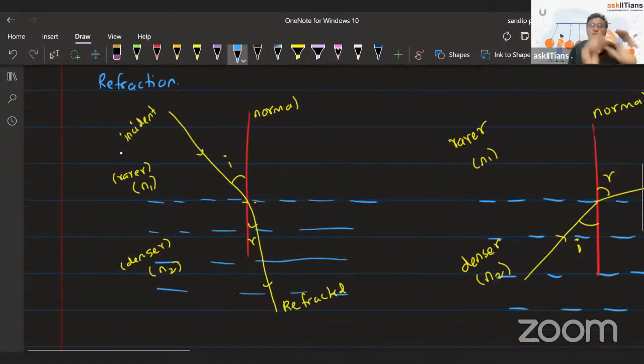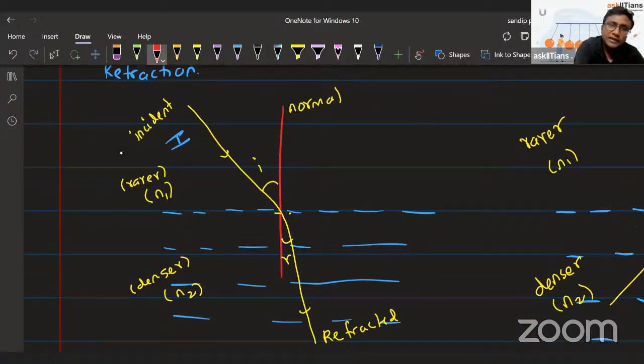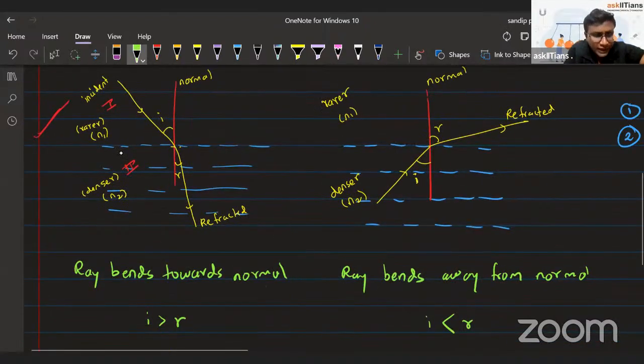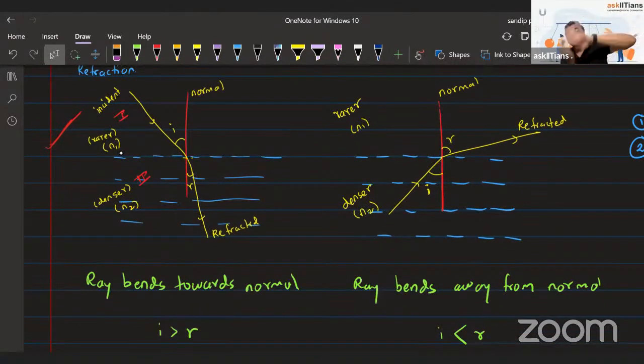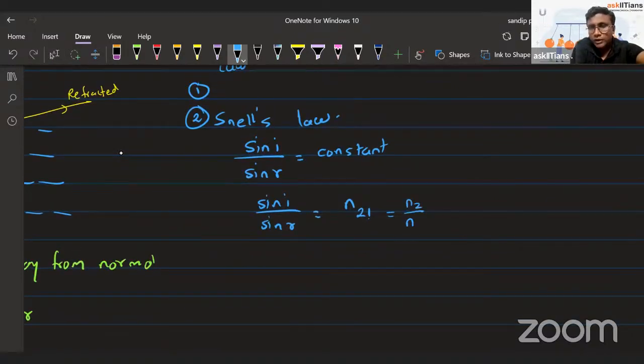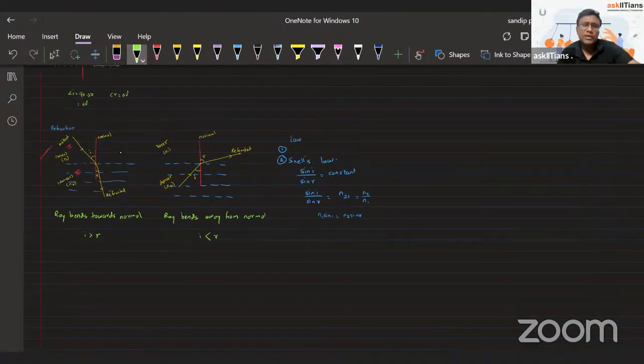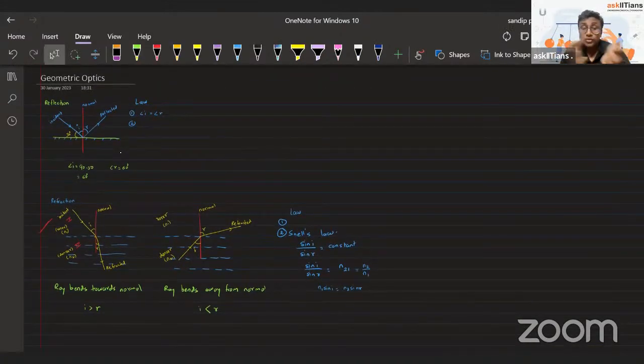What is the meaning of this? The ray started from a medium, so we can call this medium the first, and this one the second medium. So in this particular case, the ray is going from n1 to n2, right? So I can also say this is n2 upon n1. Or simply, I can say n1 sin I is equal to n2 sin R. So this is about refraction. You should know the two laws for reflection and two laws for refraction.